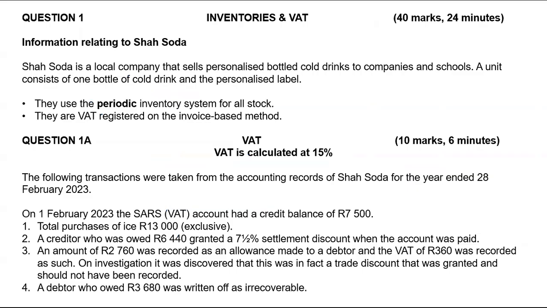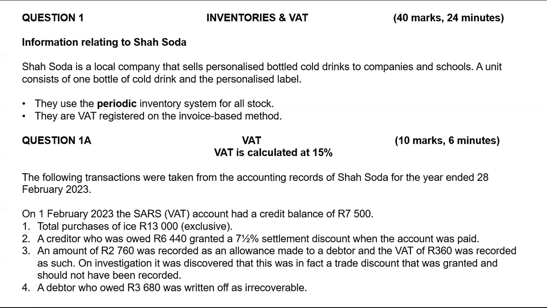It says that an amount of 2,760 was recorded as an allowance. I'm pausing there. There's no comma. There's no full stop because that is key. Highlight it. So it is an allowance made to a debtor. An allowance you need to understand is debtors' allowances, which is an expense. So VAT on debtors' allowances will be VAT input. Do you get it? Good.